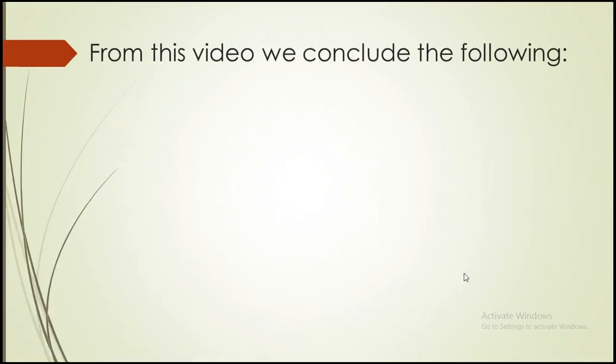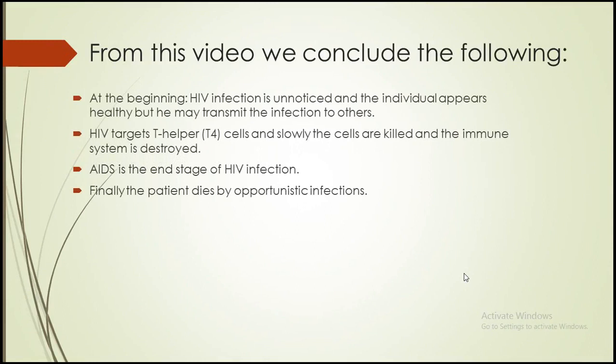From the video, we conclude the following. At the beginning, HIV infection is unnoticed since there are no symptoms or signs of the infection, but still the individual can transfer the disease to others. As we said before, HIV targets T helper cells and destroys them, leading to the destruction of the immune system. The end stage of HIV infection is AIDS, leading finally to death by opportunistic infection.